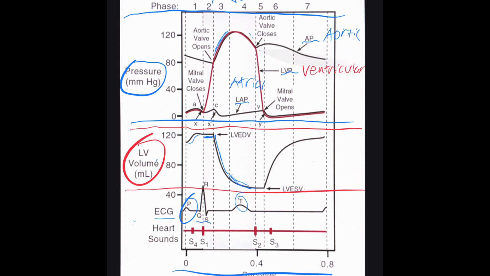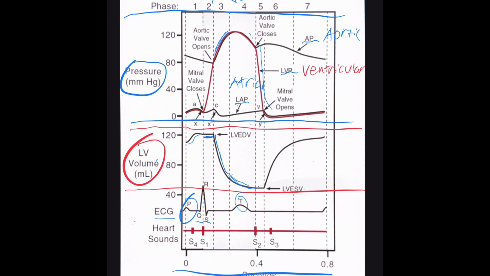So that's when we see a very steep drop-off. After this next wave fires on the EKG, we see a very steep drop-off in pressure right here. And that's because the ventricle is starting to relax.